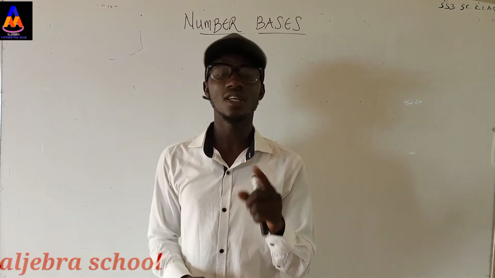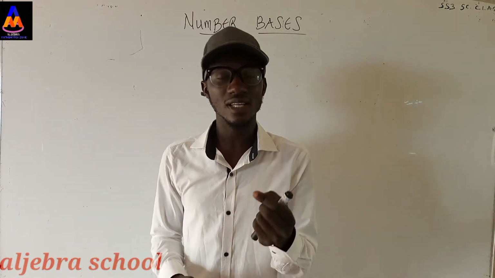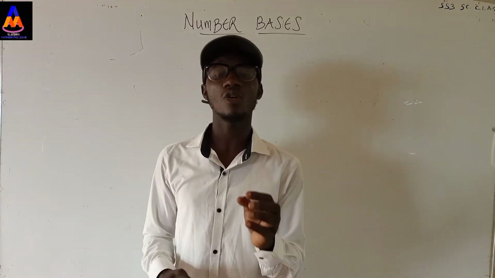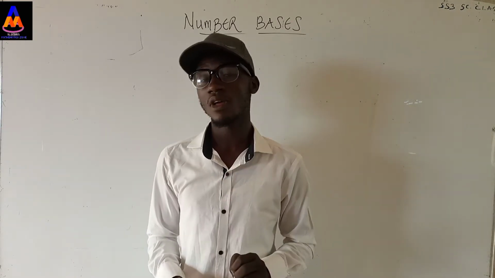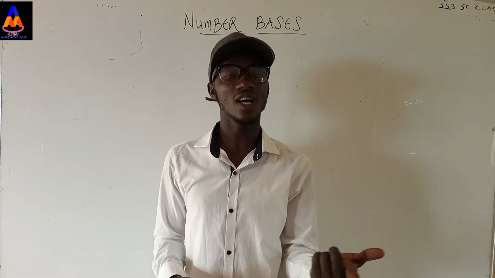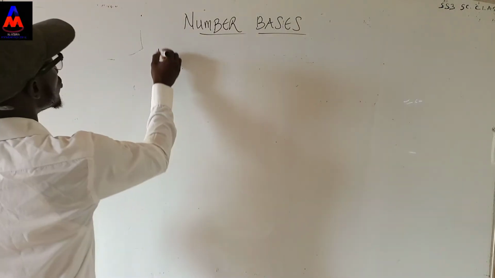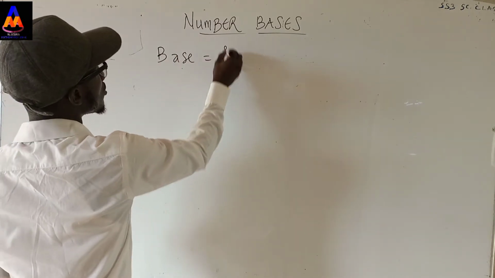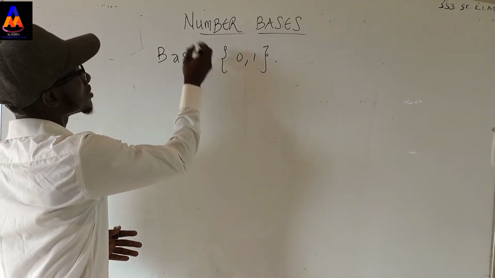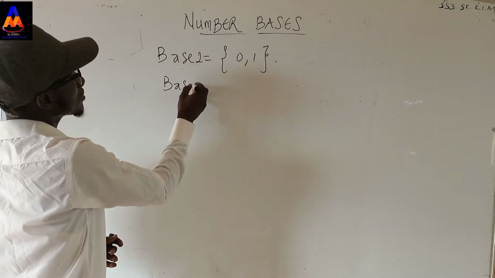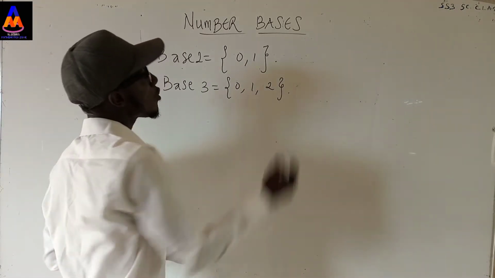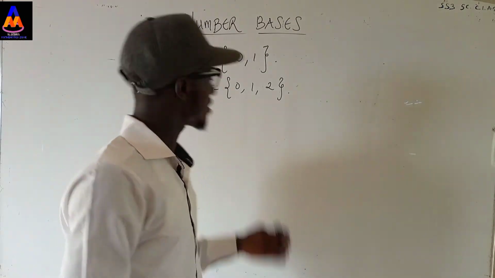The first rule is that you must not represent that particular base in your computation. What I mean is that if you are computing in binary, which is base 2, there is no point in your calculation that you have 2 as part of your answer, because base 2 is going to have a set of numbers that are 0 and 1. If you are dealing with base 3, your base 3 is going to have a set of numbers that are 0, 1, 2. So it will always be digits less than that base.